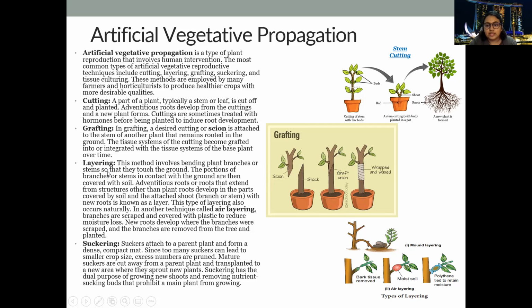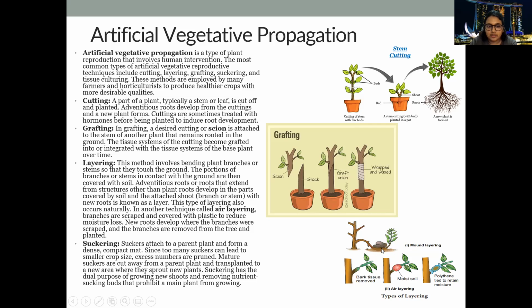Now layering. What is layering? This is the layering process. This method involves bending plant branches or stems so that they touch the ground. Here you can see the branches bend so that they can touch the ground, and the portion of the branch or stem that is in contact with the ground is then covered with soil. Then we put soil into it, and then obviously if there is soil, we put water.